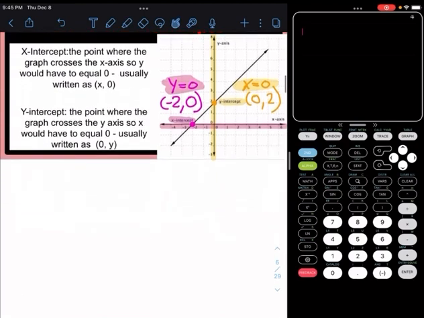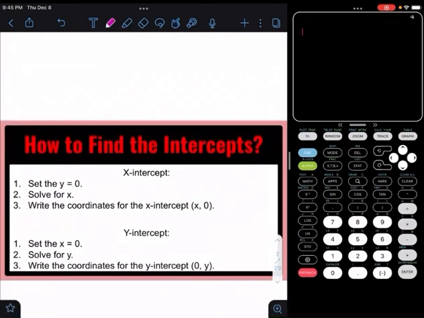So if we want to find this algebraically, all we would have to do for the x-intercept is set wherever our y is in the equation equal to 0 and solve for x. And then write the coordinates as whatever that x value is we just found, comma 0, because that would be representing that y equals 0. All right. If we're trying to find the y-intercept, then we would be setting x equal to 0. We would be solving for y, and then we would be writing it as 0, because that's the x that equals 0, comma whatever the y is that we found.